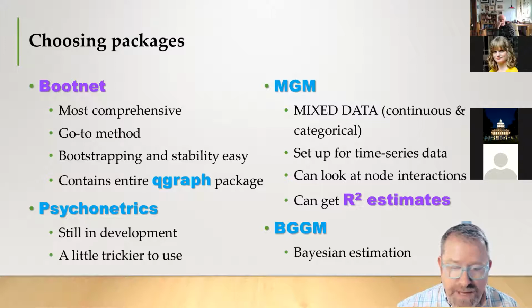And then there's the BGGM package, which allows for Bayesian estimation. So you can put in prior probabilities.